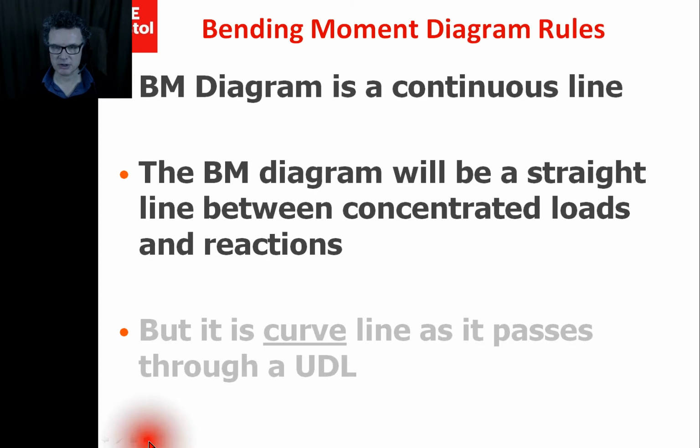And now we've got to decide on a convention. For our bending moment diagram, we're expecting there to be a continuous line. The bending moment diagram will be a straight line between these concentrated loads that we're looking at. When we come to look at UDLs, we will start seeing curved lines appearing, but we won't be dealing with that during this lecture.